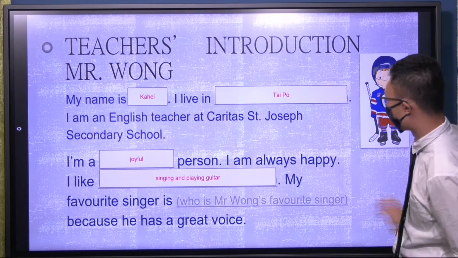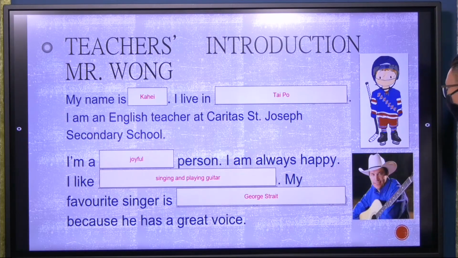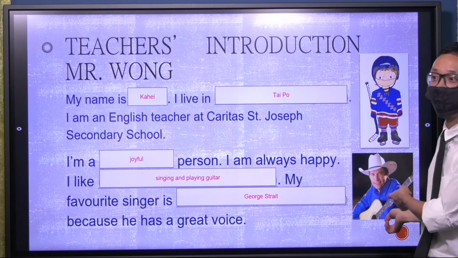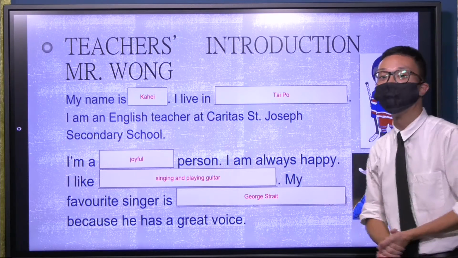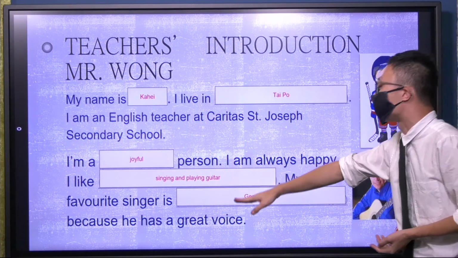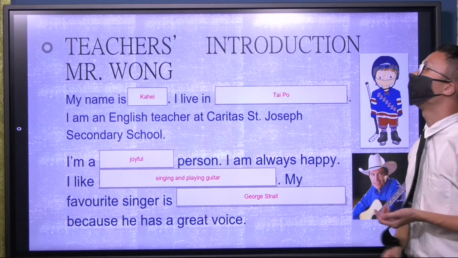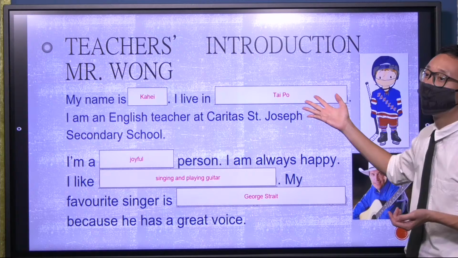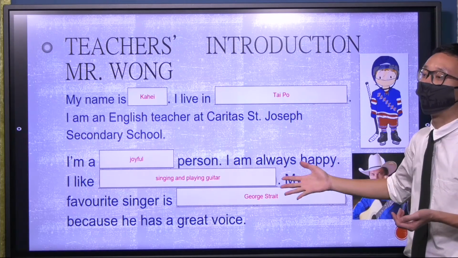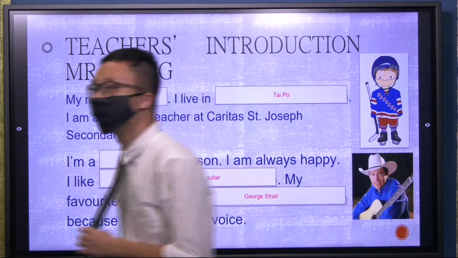So see who's my favorite, and that's Csjss Straight, and this is Csjss Straight. And when I play guitar and sing songs, I pretty much look like him, except without the hat. My favorite singer is Csjss Straight because he has a great voice. Now I complete my introduction. Now we hear from the other teachers, and then at the end I want to hear yours. So I'll just pass the time.